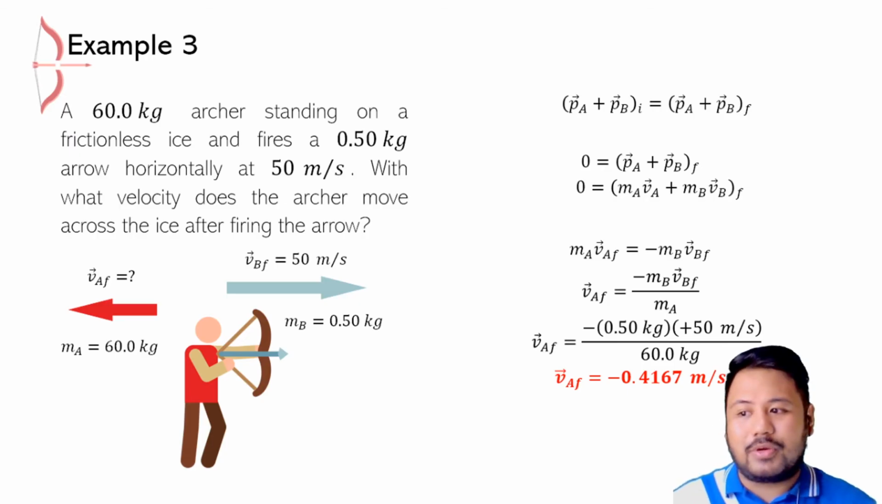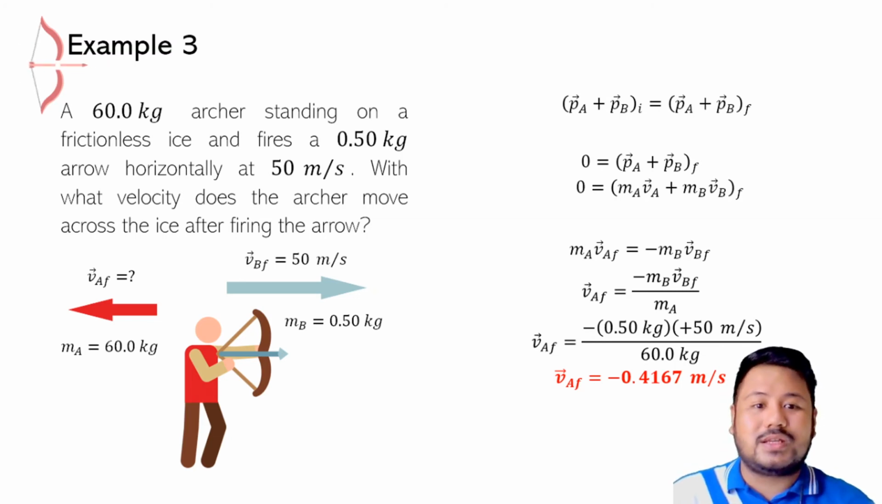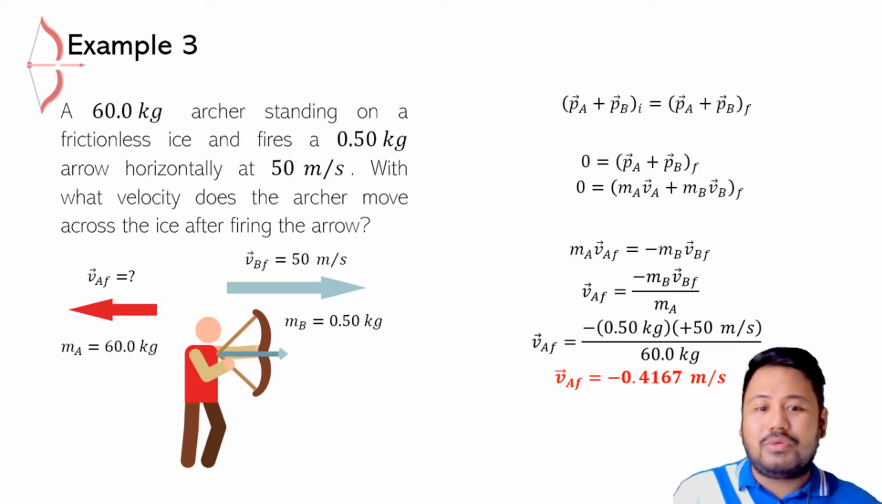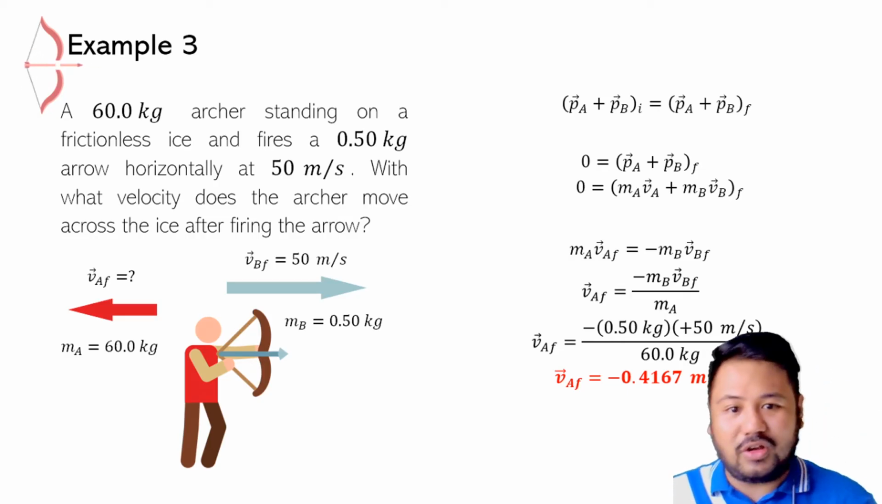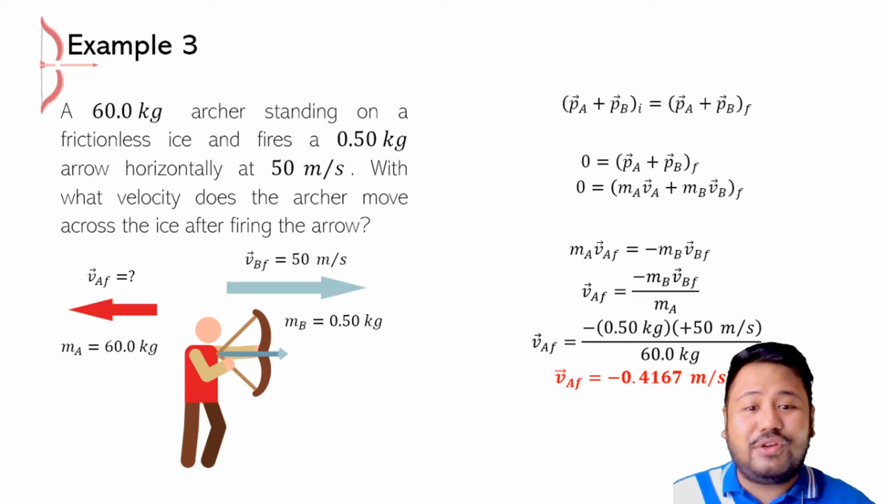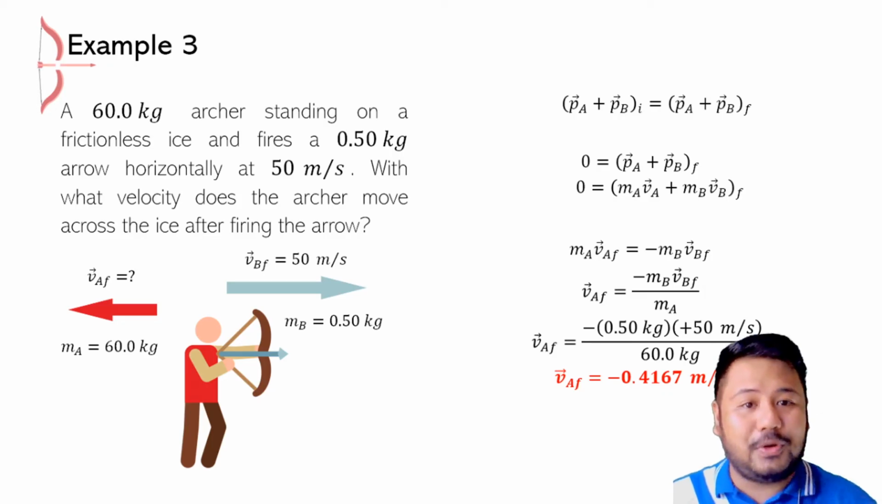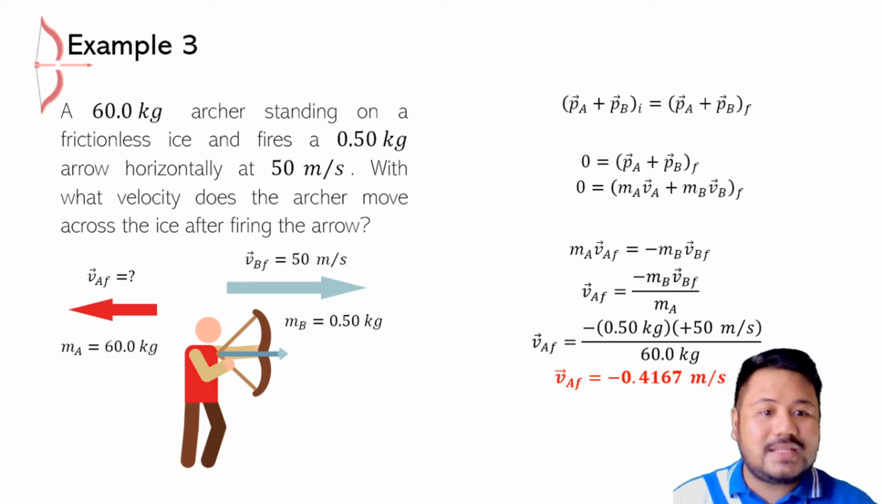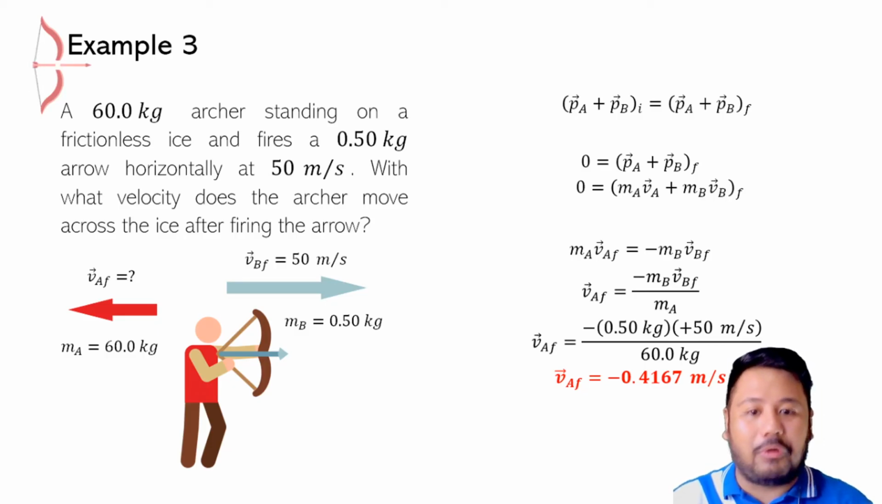And for our solution, since our initial momentum is 0, we only have the final momentum. Doing the necessary algebra, we can get the final velocity of the archer. So after firing the arrow, the archer will have a velocity of 0.4167 meters per second with a direction opposite to the arrow, thus the negative sign. This means that the archer will briefly move backwards.